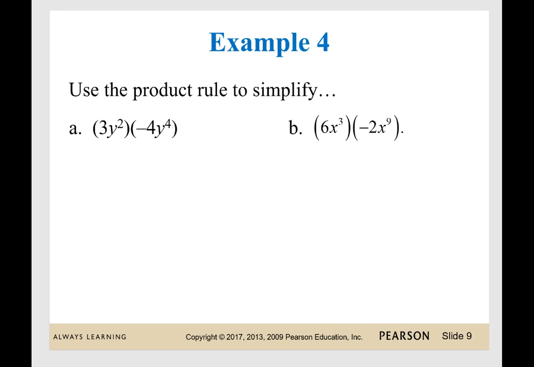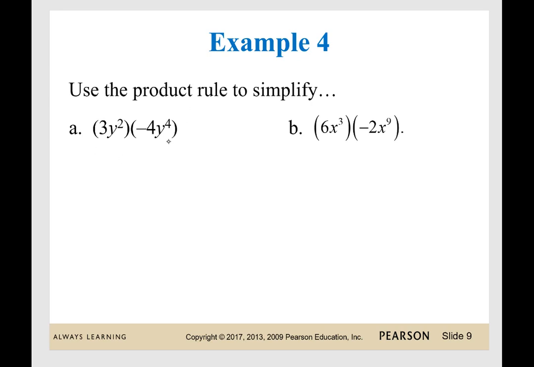So we should do some examples that look a little bit closer to what you're going to see in real life. Here we go. I've got this term right here times this term here. Now notice we've got coefficients and we've got some variables. This is one big multiplication problem. This is 3 times y squared times -4 times y to the 4th.